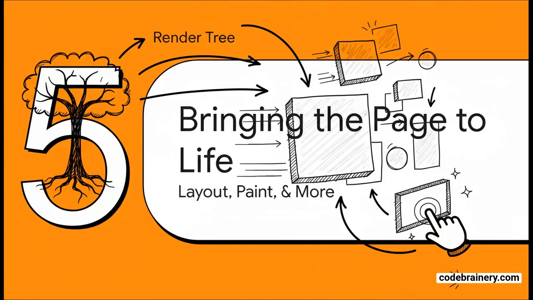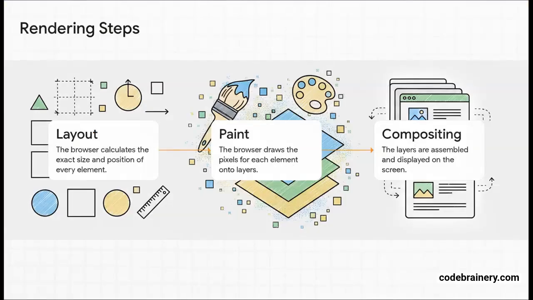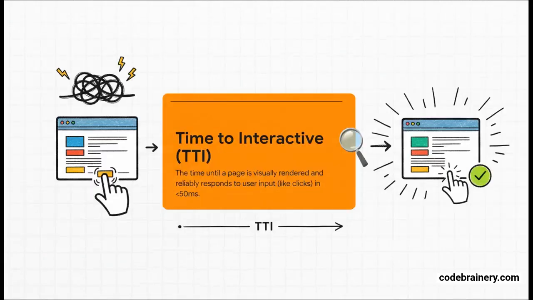So we have the structural plan from the render tree. Now it's time to actually draw the page on the screen and make it do stuff. First up is the layout step. This is where the browser does all the math to figure out the exact size and position of every single element on the page. Next comes paint, where the browser literally fills in the pixels, drawing the text, the colors, the images, all onto different layers. And finally, in the compositing step, it takes all those layers and assembles them into the final image that you see on your screen.